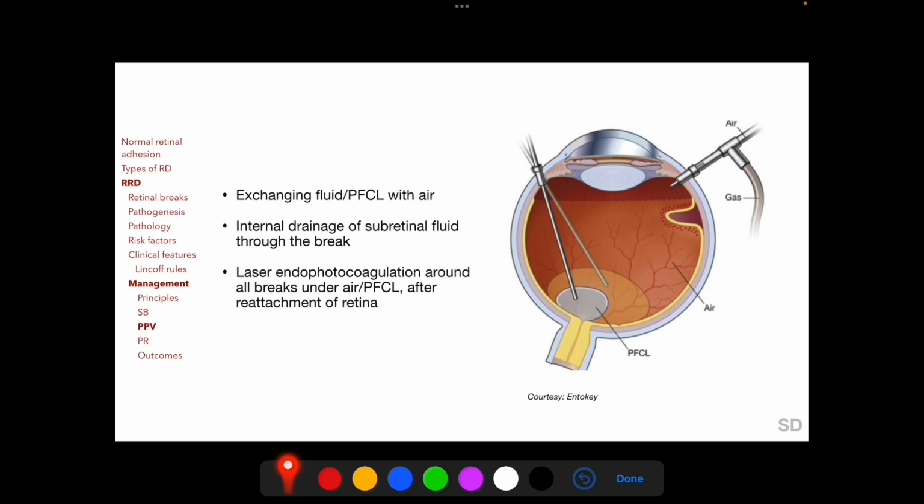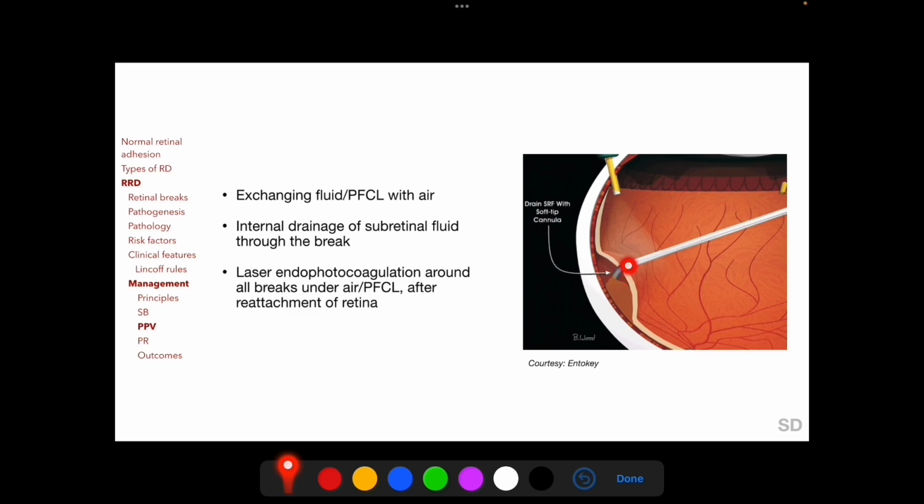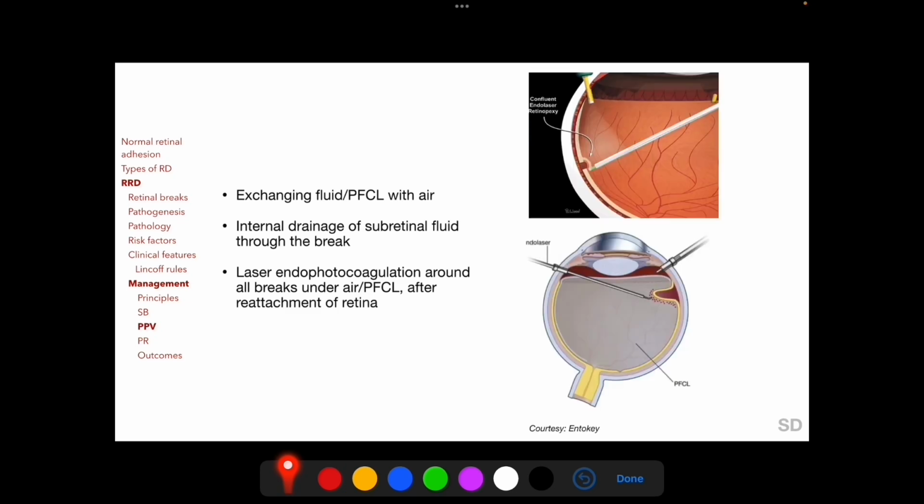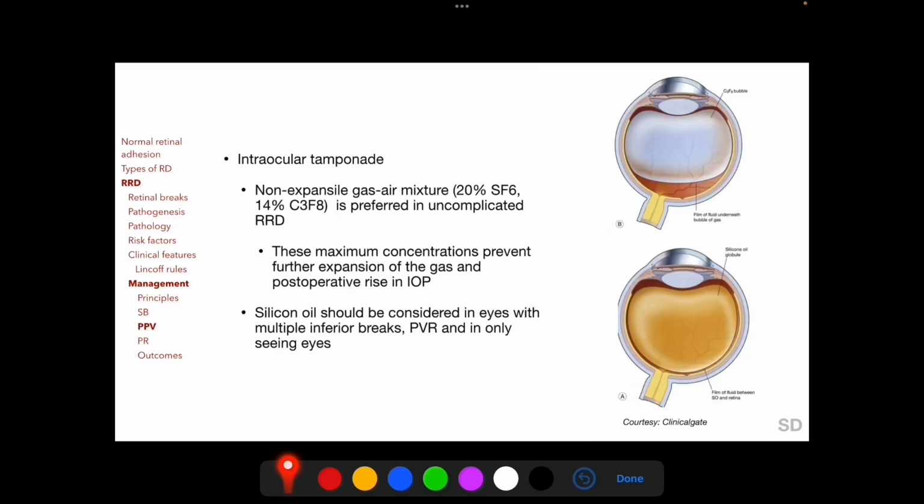Then the fluid or PFCL in the vitreous cavity is removed and replaced with air, followed by internal drainage of the subretinal fluid through the retinal break, and after the retina is reattached, laser photocoagulation is applied around all retinal breaks, which can be done under air or through the PFCL bubble. Then an intraocular tamponade is administered to support reattachment of the retina for a period of time after surgery, and this can be done either with a non-expansile gas-air mixture or with silicone oil.